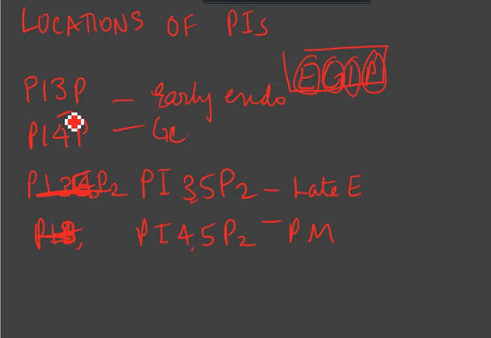So PI3P, PI4P, PI3,5P2, and PI4,5P2. So you can see how that's going, right? 3, 4, 3-5, and 4-5. Hopefully that helps you remember the locations, because those are kind of important.